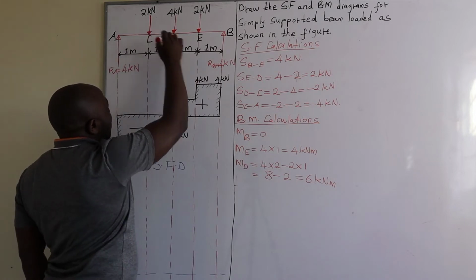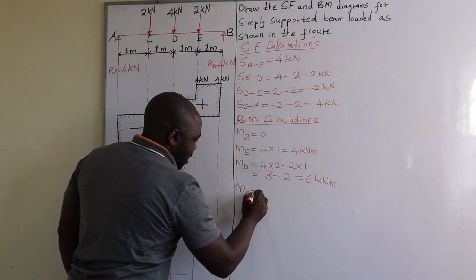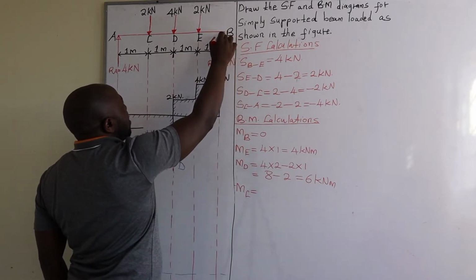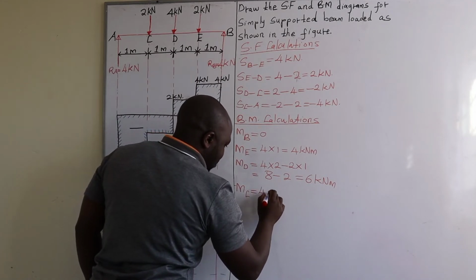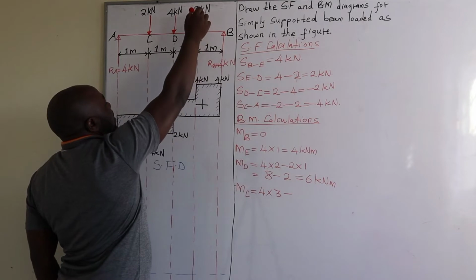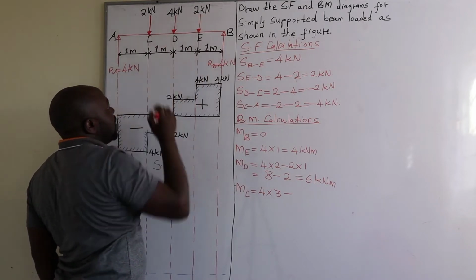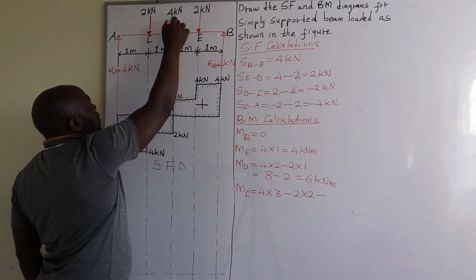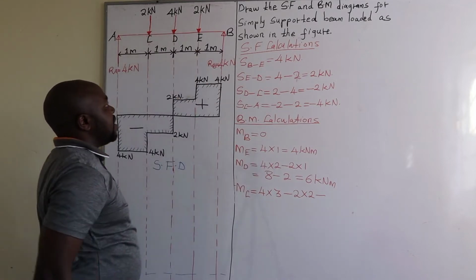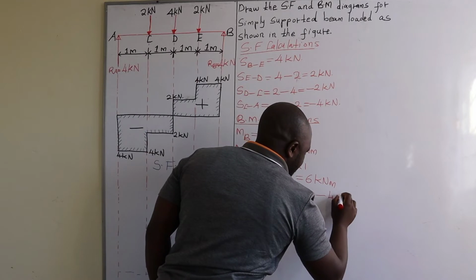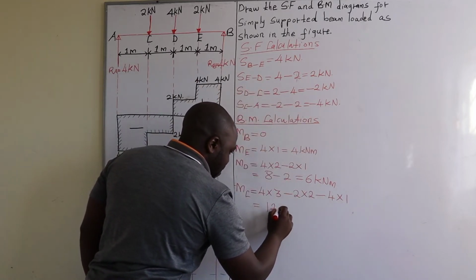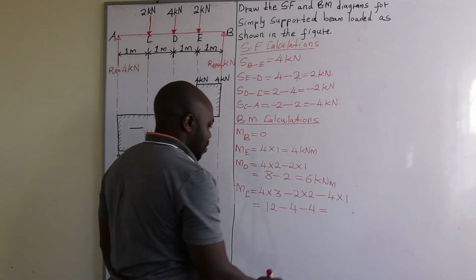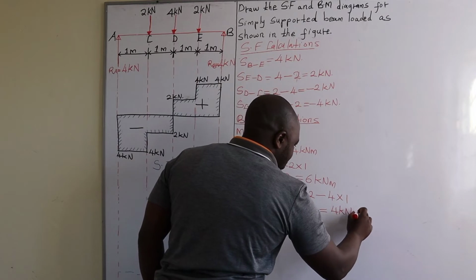Then we go to the bending moment at point C. The bending moment at point C is going to be the anti-clockwise moment of 4 times the distance from B to C, which in this case is 3 meters. So we are going to have 4 times 3, minus the load of 2 kilonewton at E times the distance from E to C, which in this case will be 2 times 2, minus another anti-clockwise moment, that is the load of 4 kilonewtons acting at D times the distance from D to C, which is 1 meter. So we are going to have 4 times 1. So this is going to give us 12 minus 4 minus 4, which in this case is going to give us 4 kilonewton meter.